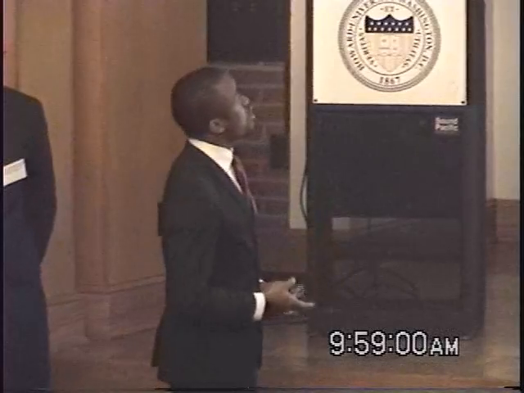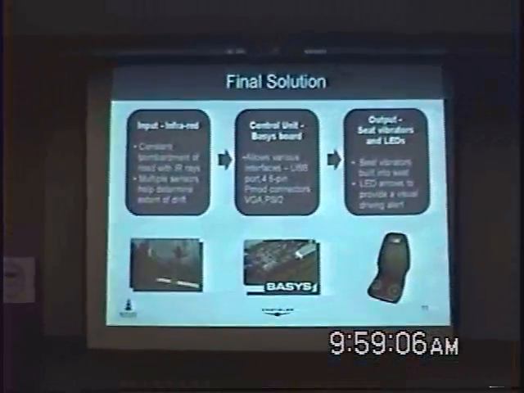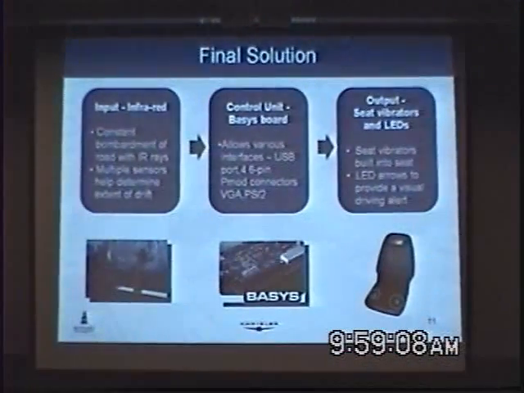However, we figured that a combination of different alert systems would help to make our system more effective. So we chose two. We chose the LEDs as well. So in our final solution, for the input monitoring the driving environment, we use infrared technology to bombard the road with infrared rays and get reflections. For the control unit, we use the Basys system board, an FPGA board. And for the output, we chose the option of seat vibrators and LEDs. Now I'll hand it back to Uche.